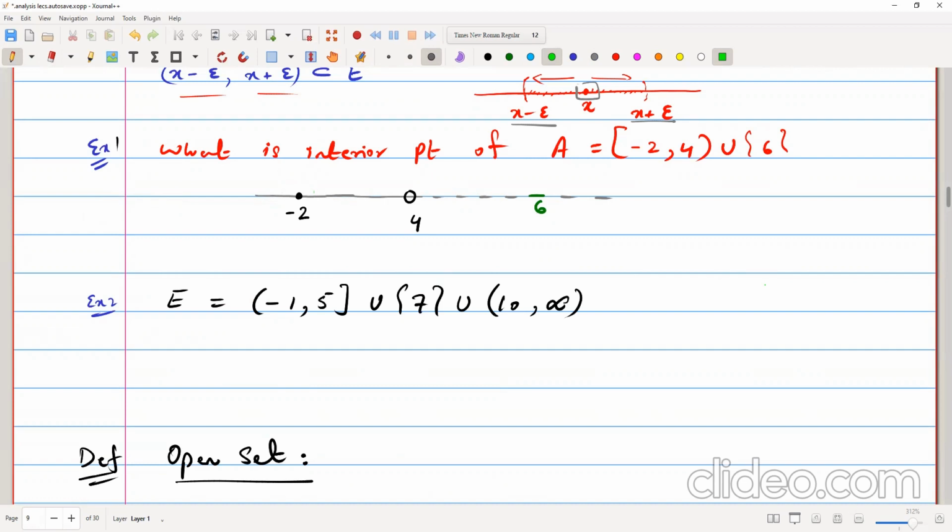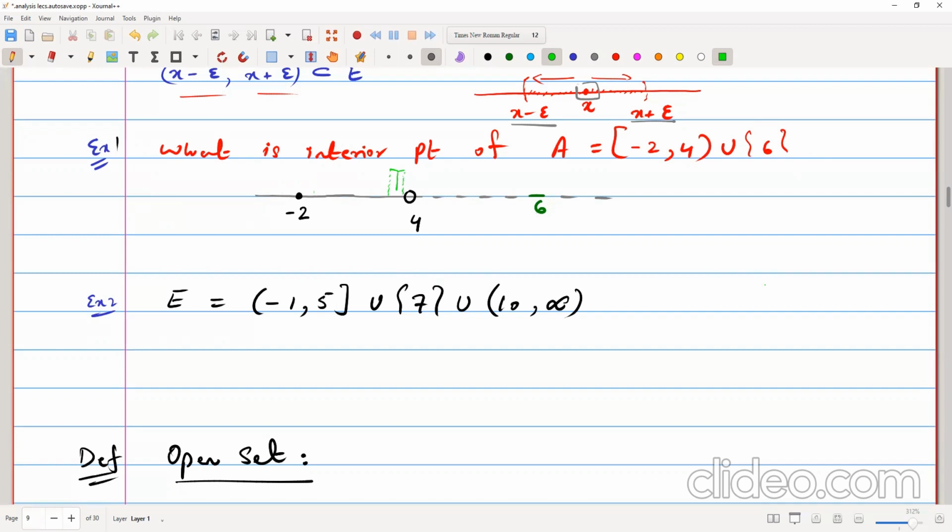So this 4 is not included in the set, so we cannot stand on 4. So we can stand just inside 4. So if we stand here just inside 4 and we want to expand, we can expand in the set. x plus epsilon and x minus epsilon exist for this point 4, because this point is not included. We cannot stand on the point, so we need to be inside the point. And if we are inside the point and we want to expand, we can expand while remaining in the set. So this point 4 is indeed an interior point.